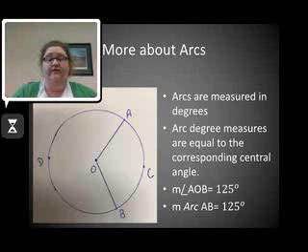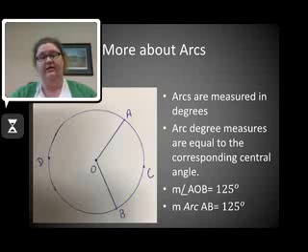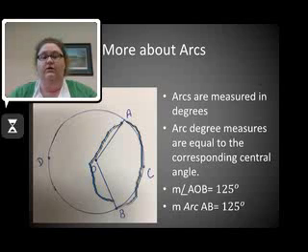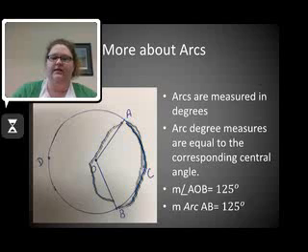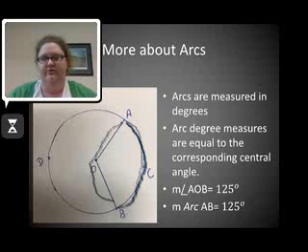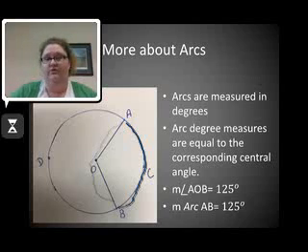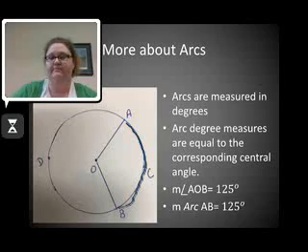And the arc degree measures are going to be equal to the corresponding central angle measures. So in this case, we have a central angle AOB and the corresponding arc AB. So whatever the measure of AOB happens to be, it will also be arc AB. So you can see down here, I said that the measure of angle AOB is 125 degrees, which means the measure of arc AB is also 125 degrees.